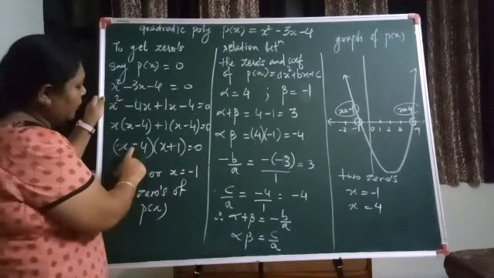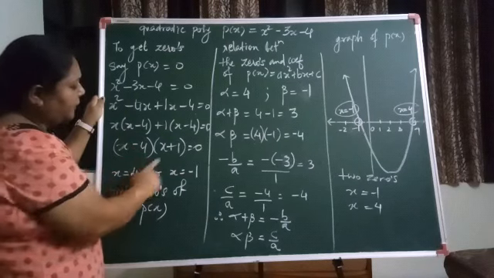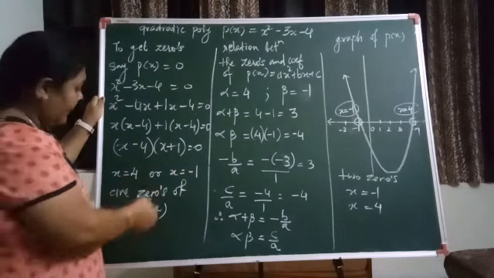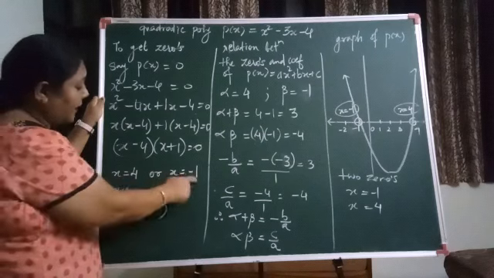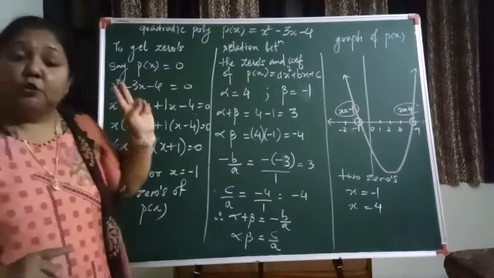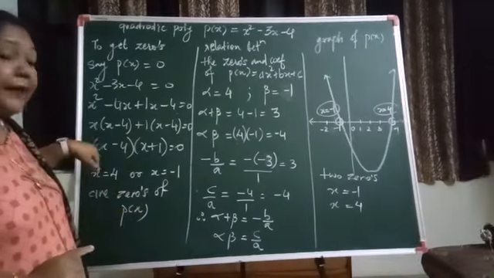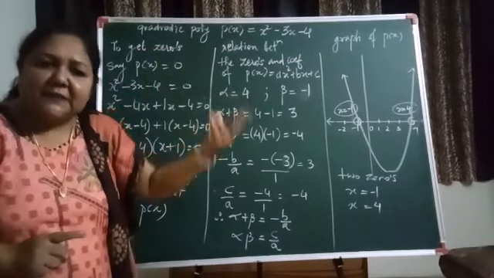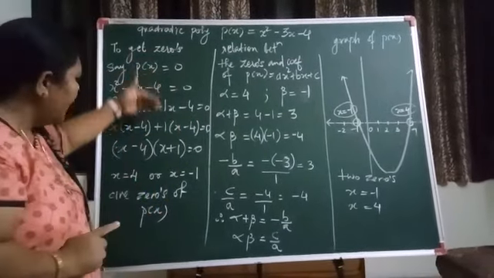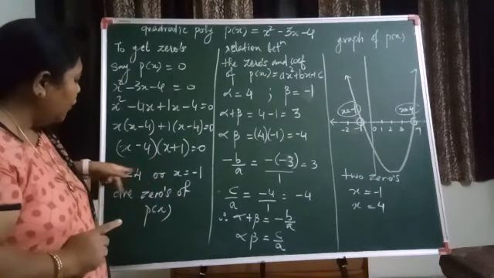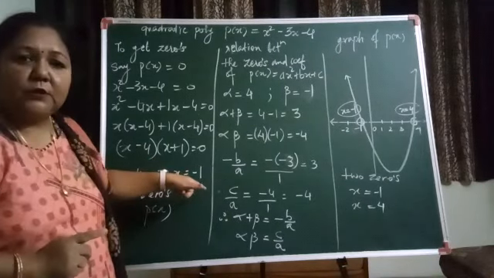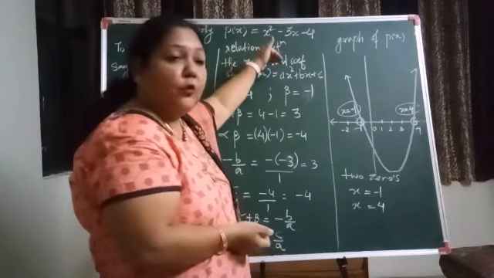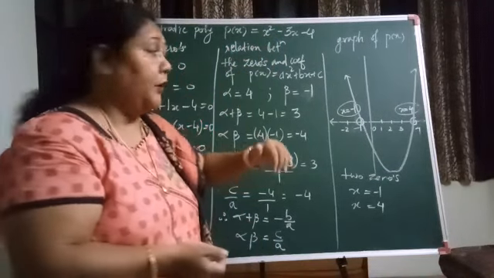That means x − 4 is 0, so x = 4, and x + 1 = 0, so +1 goes to the other side and x = −1. So you got two values of x, that is 4 and −1. So we have got two zeros over here. For the quadratic polynomial, what is the degree? The degree is 2, so maximum you can get 2 zeros. And here when we solve it, we got 2 zeros, x = 4 and x = −1.